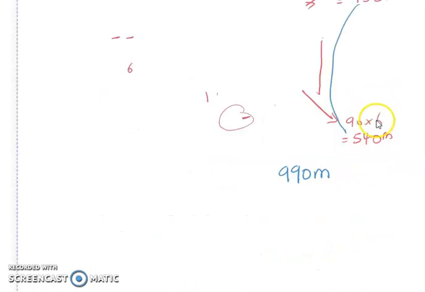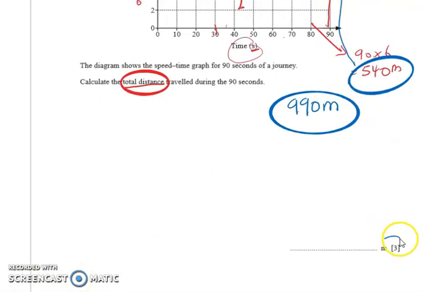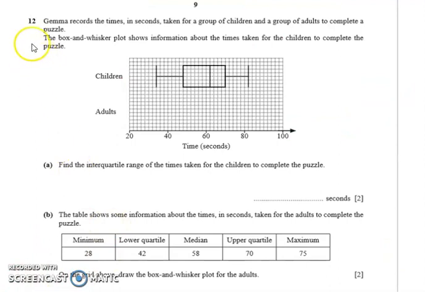So let us check the marks. We have 3 marks here. Now let us move to the next question. This is question number 12, and this is the box whisker plot.